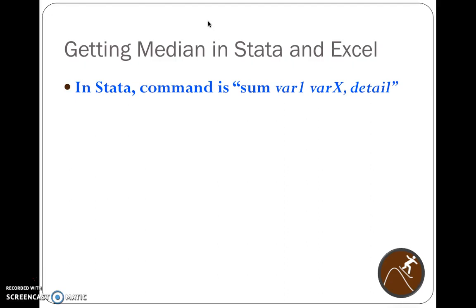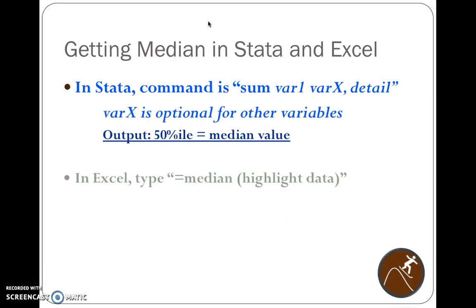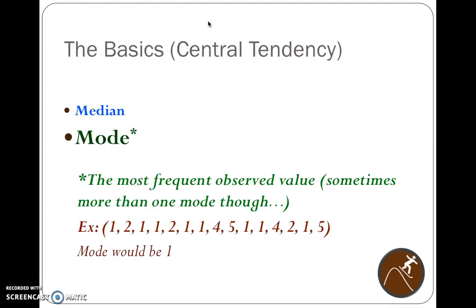So we should be able to get the median in Stata and Excel using those simple commands. The next one we're going to talk about is the mode. And the mode is the most frequently observed value in a data set. Sometimes, though, there is more than one mode in your data set. Sometimes there's a major mode and then what we call minor modes.